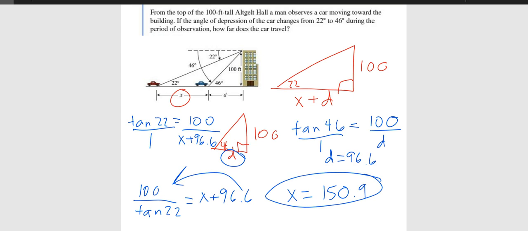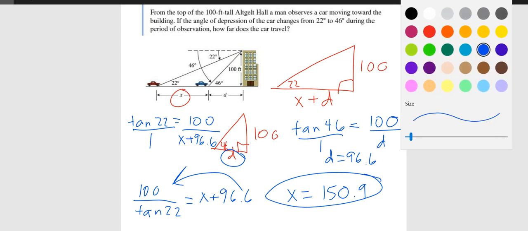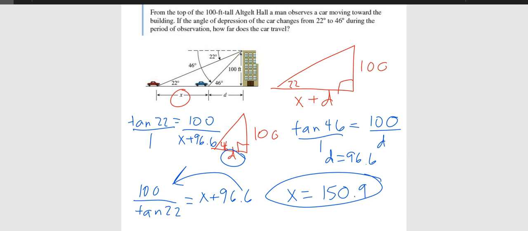How did I get what? We subtracted when we did the 100 over tan 22. We subtracted the 96.6 to the other side. Do you see that? Okay, 100 over tan 22 gave me 247.5. Make sure your calculator's in degree mode when you do it.